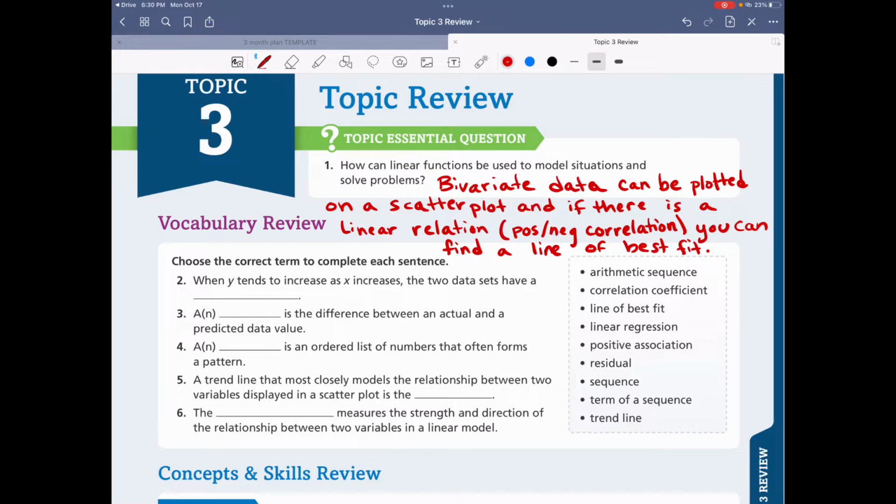Number 2, when y tends to increase as x increases, the two data sets have a positive association. A blank is the difference between an actual and a predicted data value, and that is this one, residual. A blank is an ordered list of numbers that often forms a pattern, a sequence.